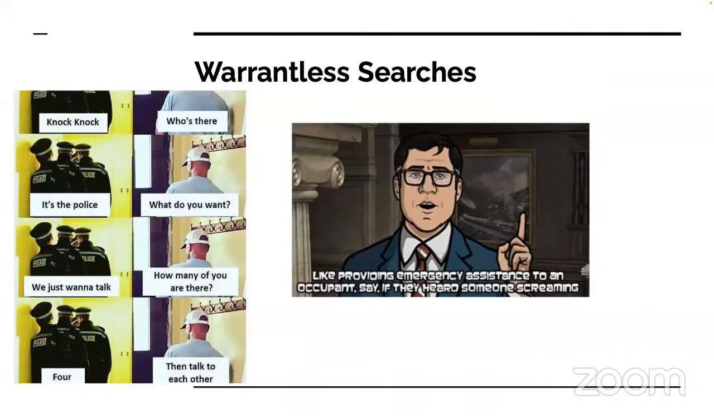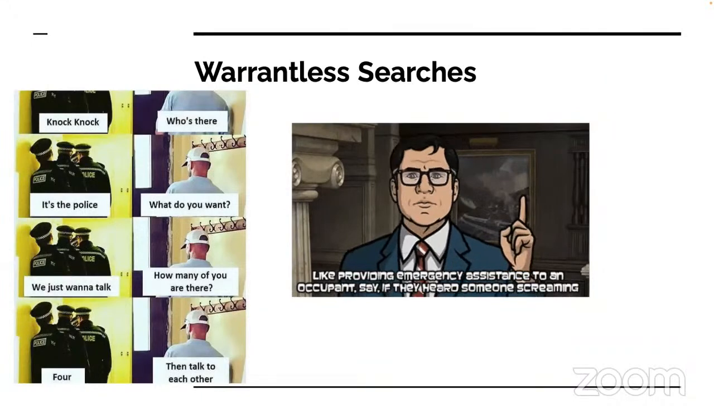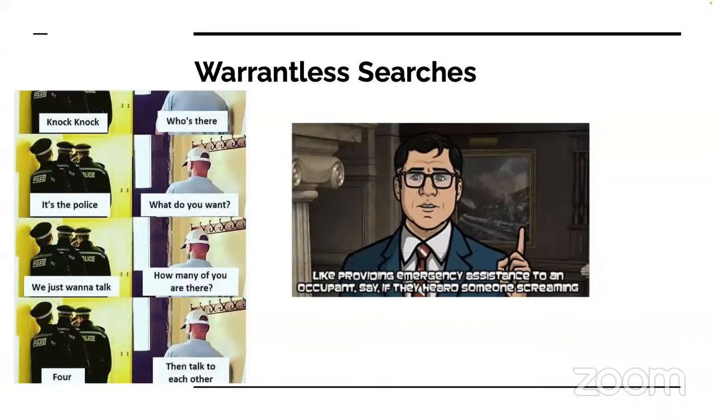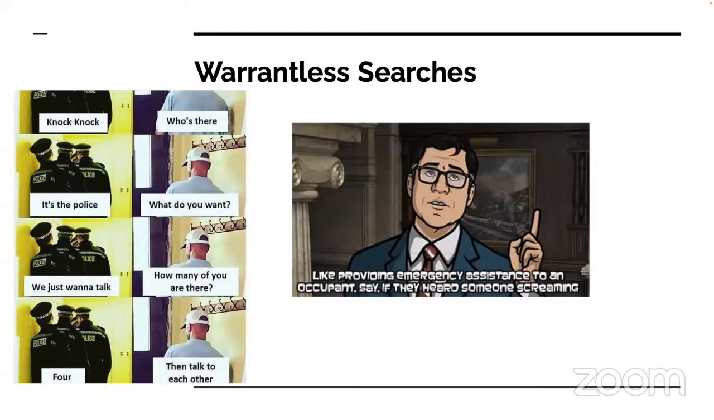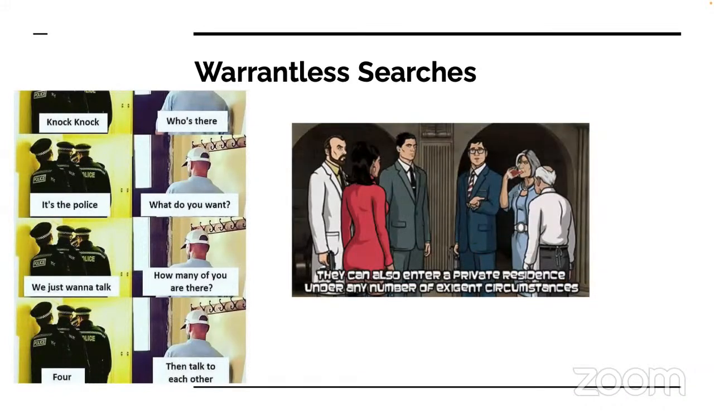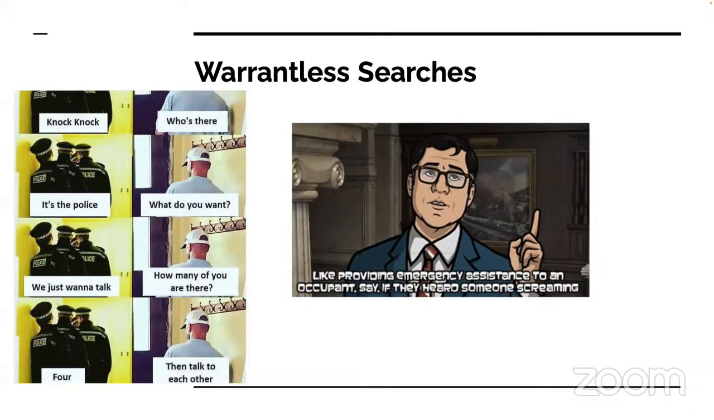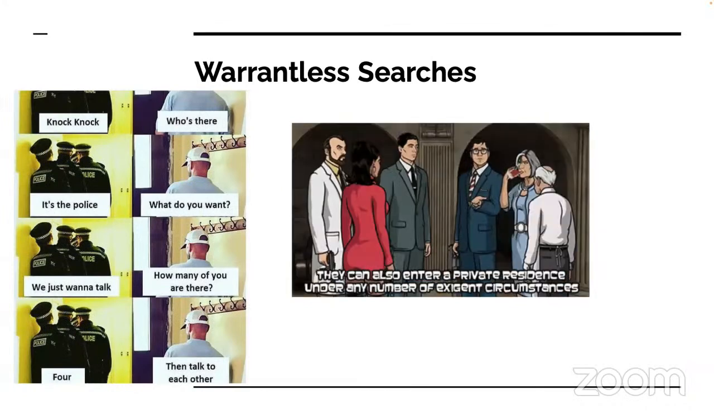Which is why I found this funny. So knock and talk: they just go up to the person. They don't have sufficient evidence. They don't have any way to prove probable cause, but if they can get the person in there's consent, then they can walk in.